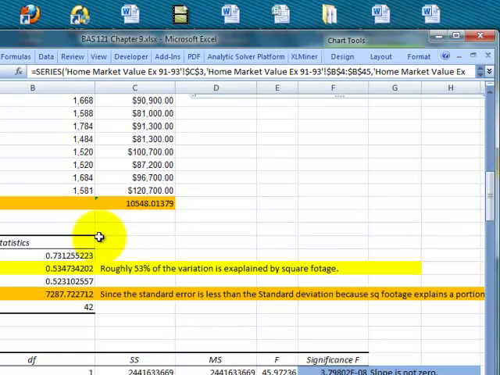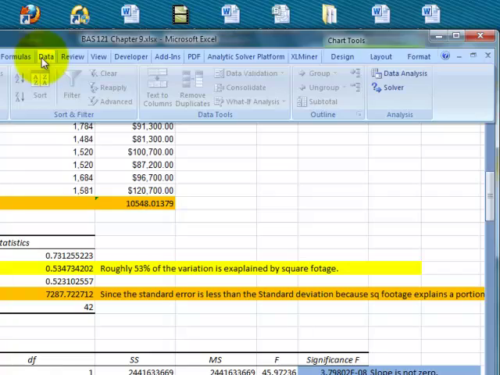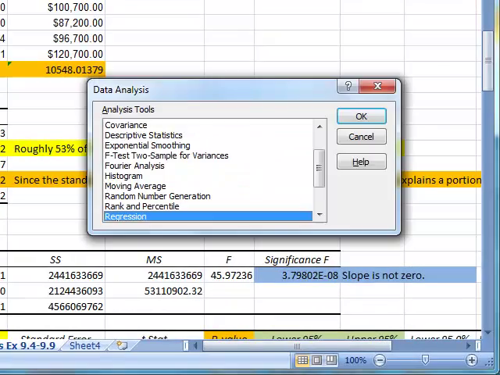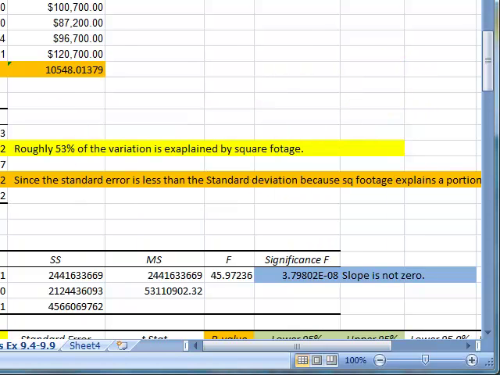Now, the next thing we did is we took a look at all our data analysis, and we went down to regression and clicked that, and that gave us all of this stuff, all these regression statistics. So let's go down one by one and make sure we understand what these regression statistics are telling us.